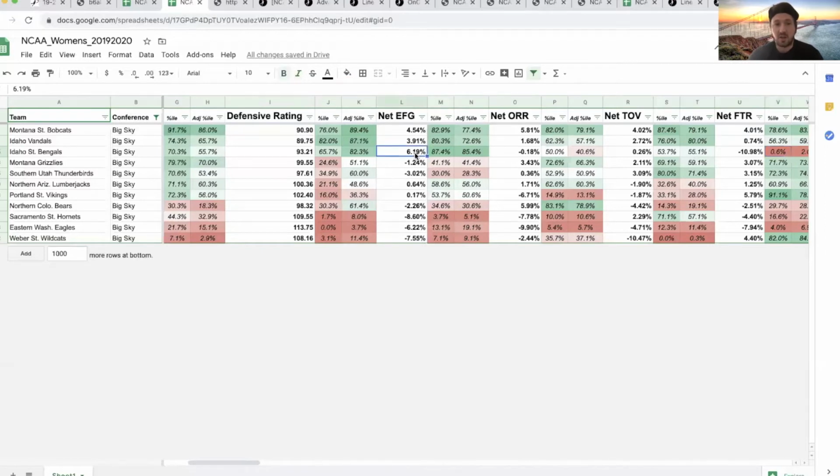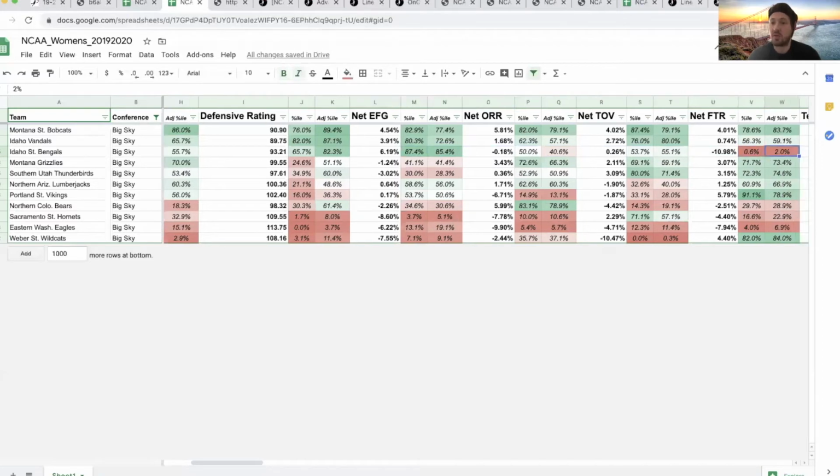So EFG actually tells us that Idaho State could be even better next year, assuming that the players they have on the roster will be on the team next year. So that's something we'll check in a minute. But their net EFG is the highest in the conference, and that is far and away the most important indicator below points per possession of a team being a good team. So this is an indication that they might even be the second best team going into next season. So it's important to kind of check all of these other metrics.